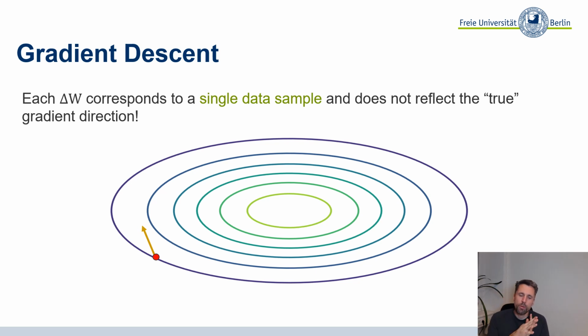Now we do that for every single sample in our database, in our training set. And doing this just for one sample would probably not give us the correct vector, would probably not point into the correct direction in which we should go. For example, in this direction, which isn't the steepest descent. So we need to integrate.